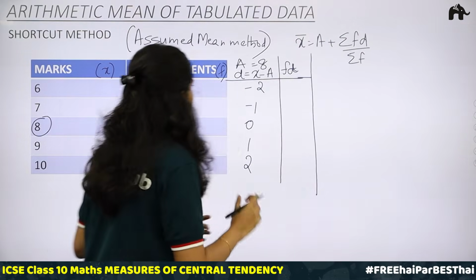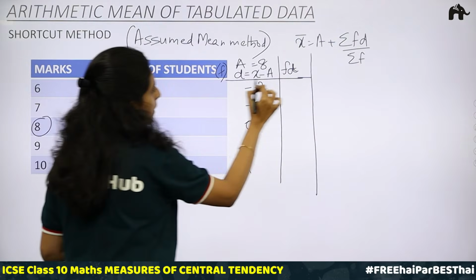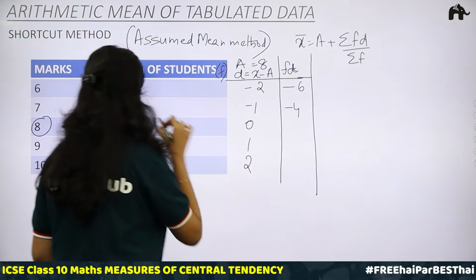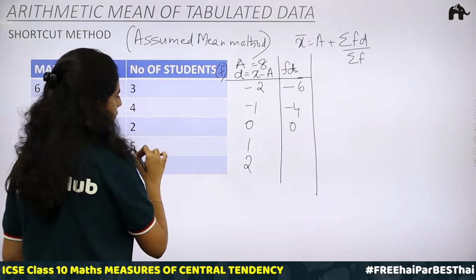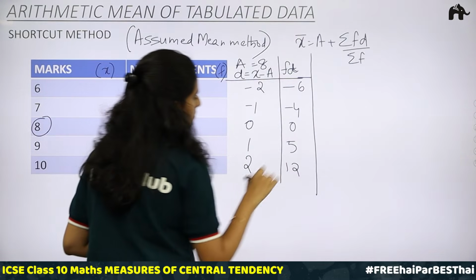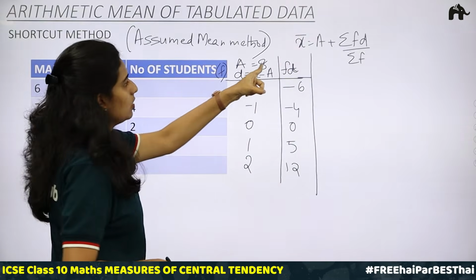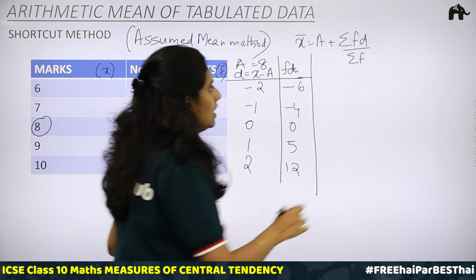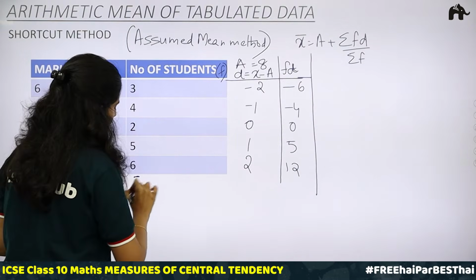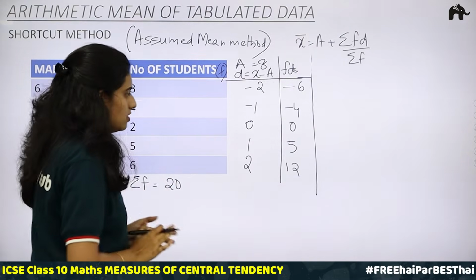Next step is multiplying the deviations and the frequencies. 3 into minus 2, minus 6. 4 into minus 1, minus 4. 2 into 0, 0. 5 into 1, 5. 6 into 2, 12. Okay, so in this formula we need assumed mean. Assumed mean value is equal to 8. Next we need summation FD and summation F. So what is sigma F? Sigma F is equal to 20. In the earlier part also we have taken this.